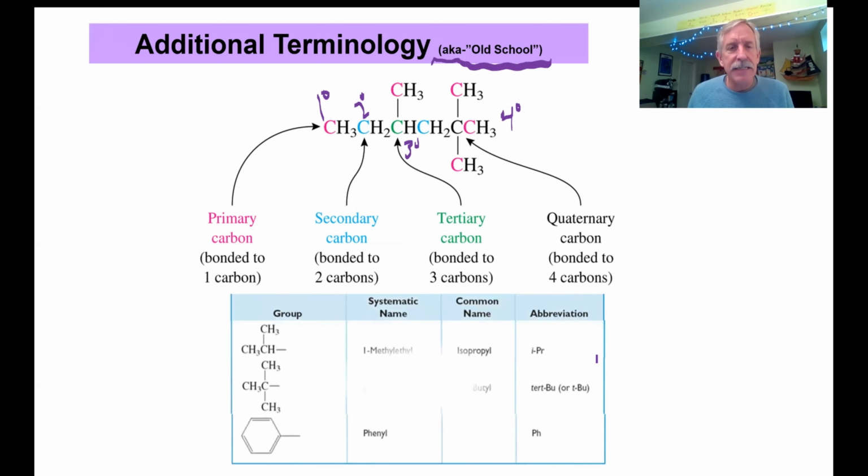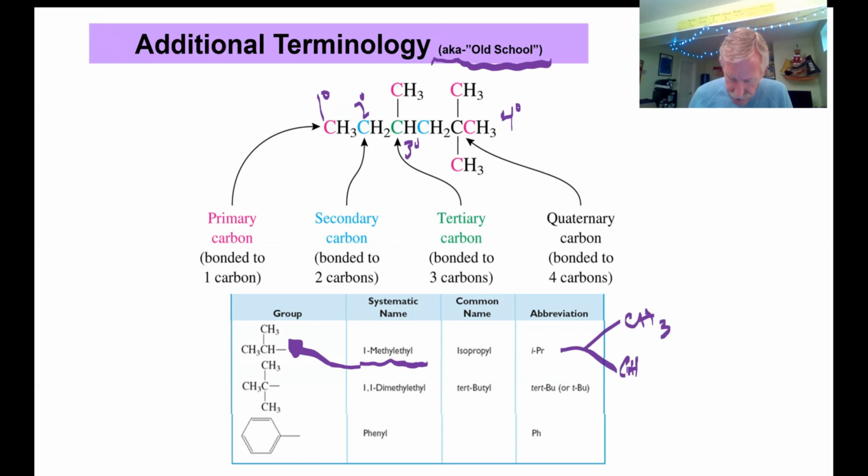The part you might not see a lot, and feel free to take this table and put it on your one page of notes, are the way we abbreviate things like 1-methyl-ethyl, which IUPAC loves for this group over here. Notice it's an ethyl group with a methyl on the first carbon. And they name it isopropyl because when you draw line structures and it branches out, it looks like an isosceles triangle. So they call this isopropyl, and it accounts for all three carbons and hydrogens. That would be an isopropyl group.